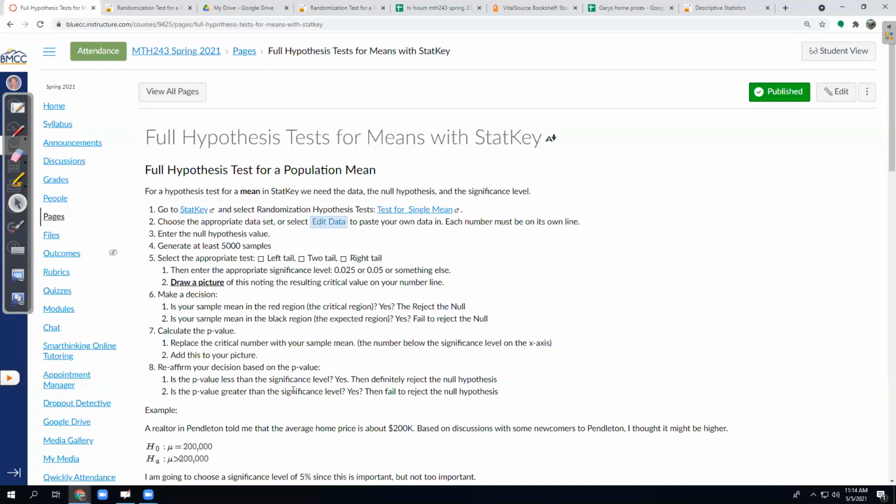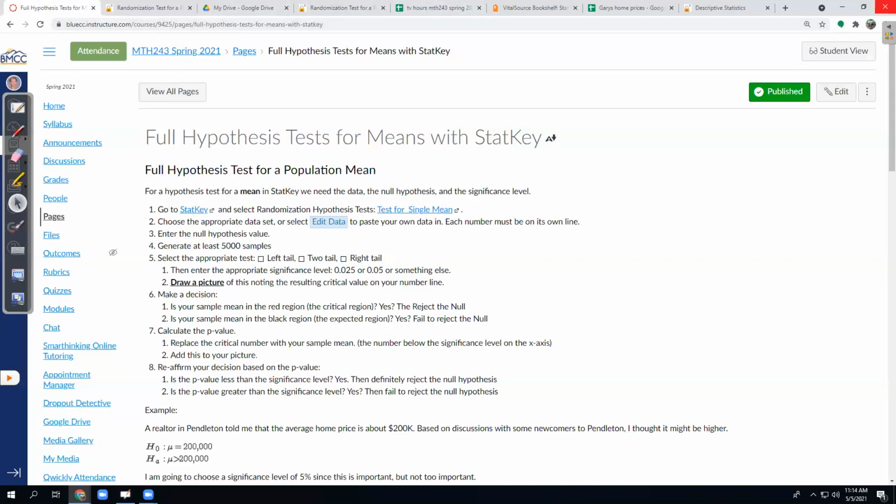They're typed up versions of my handwritten notes. I'm not the neatest writer, so sometimes I type stuff up. So this is kind of like a cheat sheet. How do you run a hypothesis test with StatKey? These 3 pages kind of run you through those examples. So check that out sometime.